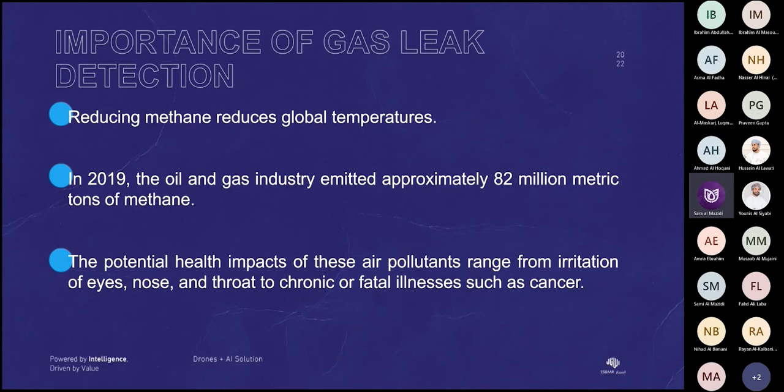Also, data from the International Energy Agency shows that in 2019 alone, the oil and gas industry emitted approximately 82 million metric tons of methane. This equals approximately 19 billion in lost revenue. And also in terms of health, methane leaks come with air toxins like benzene, hydrogen sulfide and other gases. The impact of these gases can range from irritation of the eyes and nose to fatal illnesses like cancer. And this is why we need to consider gas leak detection.